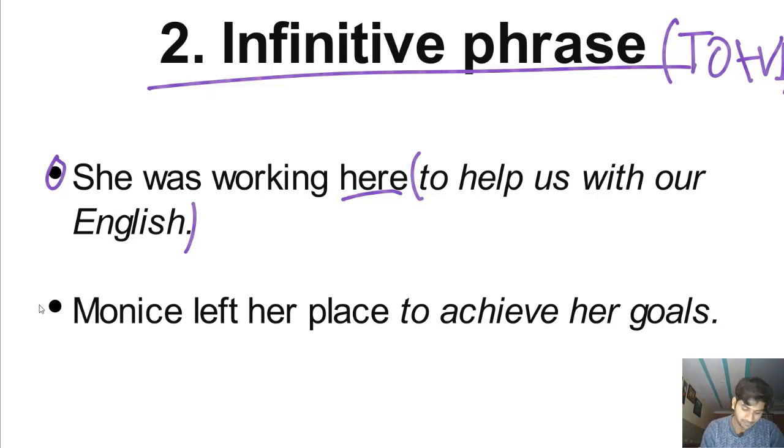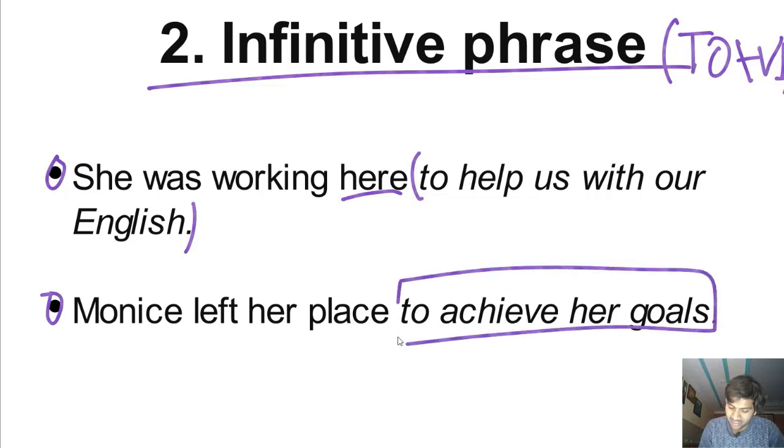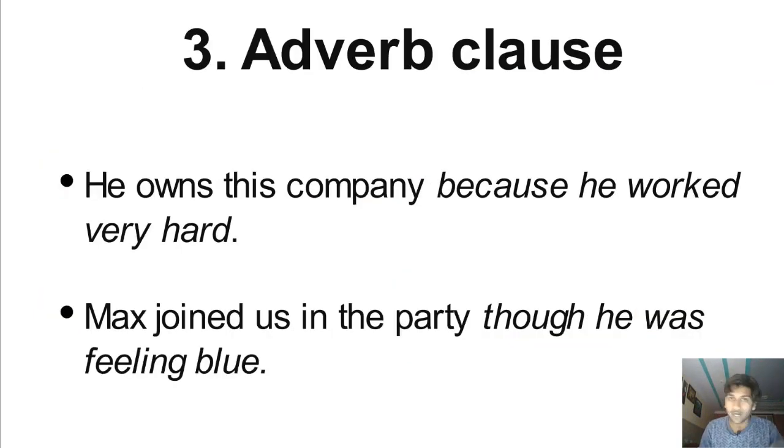All right, second example. Monica left her place. Monica did something. Monica left her place. Why? To achieve her goals. This is exactly why she did something. She left her place. Why? To achieve her goals. Infinitive phrases.